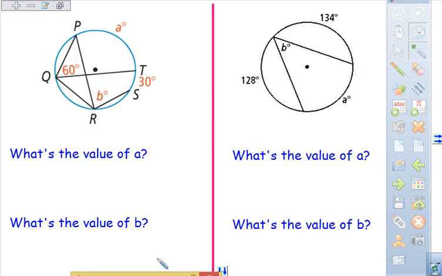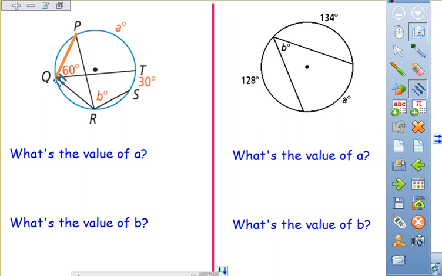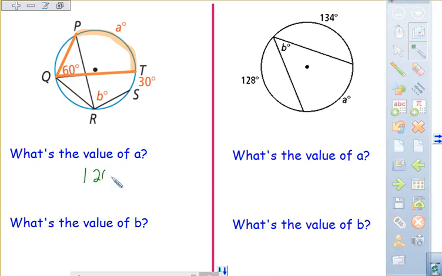Let's try a couple practice problems. What is the value of A? So if we focus on just A, here is the inscribed angle that encloses it. So arc A is from here to here. Our relationship is that our inscribed angle is half the measure of the arc, so then the angle would be doubled to get the arc. So 60 would become 120.